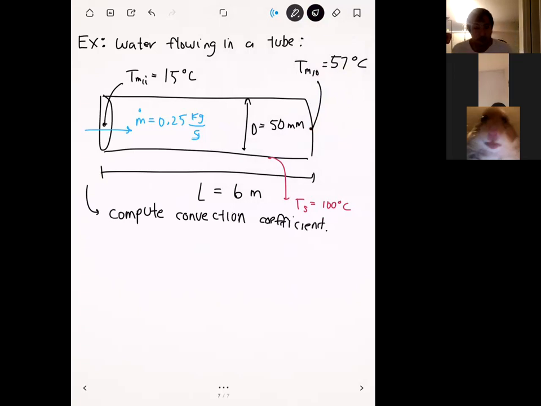So we have a basic water pipe here with a constant surface temperature, and we're going to compute the convection coefficient from this. Let's assume that the water has a specific heat of 4,178 joules per kilogram K. In this situation, we'll actually be able to solve for the convection coefficient using our Tm of x.